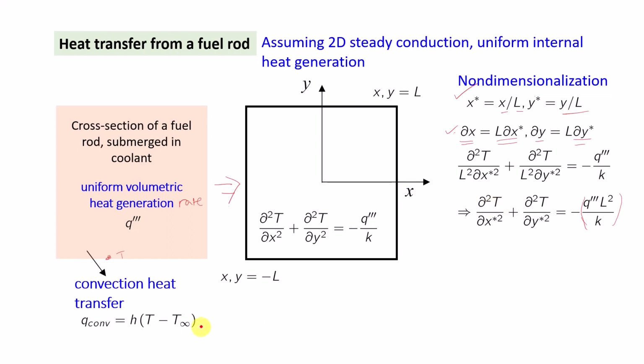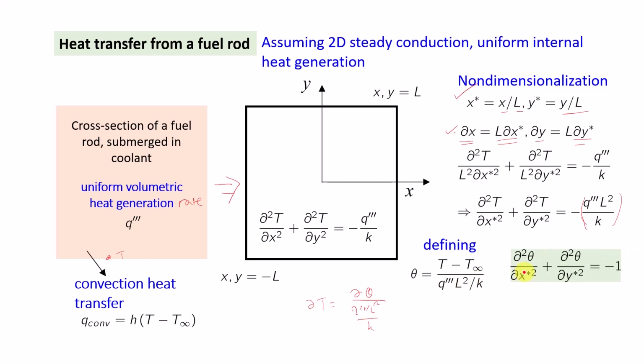That will give us very good physical information. Therefore, what I define here is theta equals T minus T infinity divided by the positive part of the right-hand side term, q triple prime L squared by k. With this definition, you can see that del T is del theta times q triple prime L squared by k, etc.